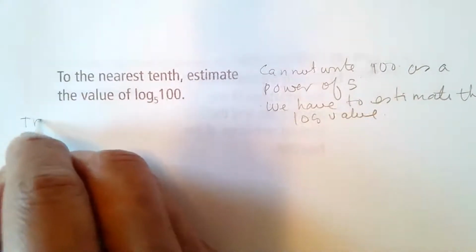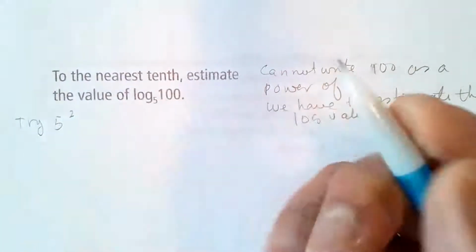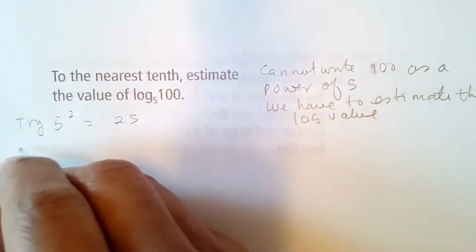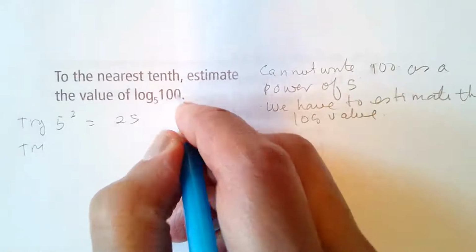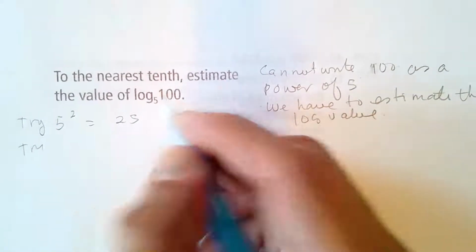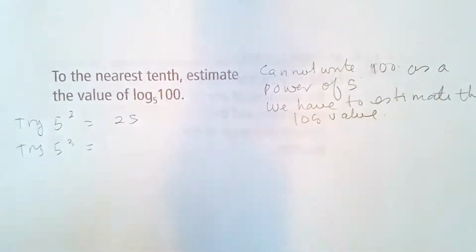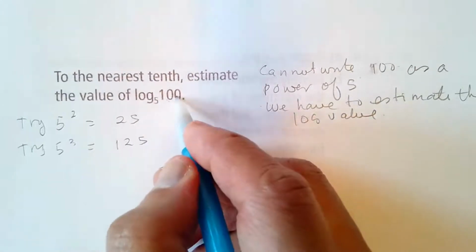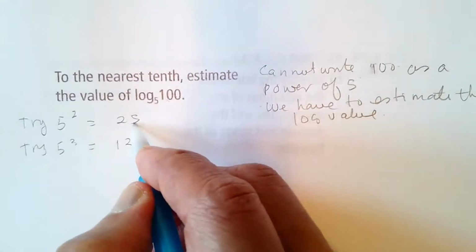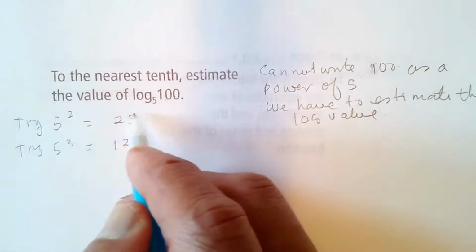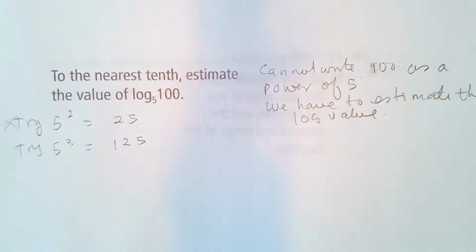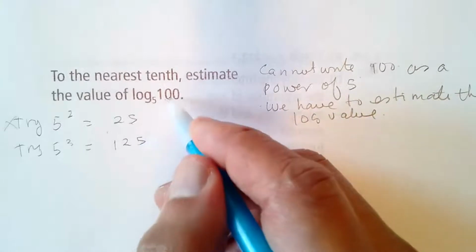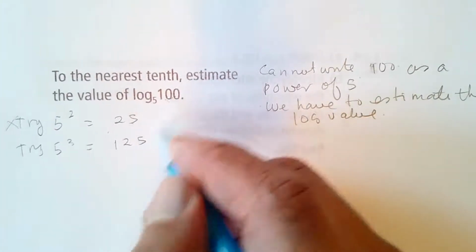So we try 5 to the power of 2. Now this is by trial and error. 5 to the power of 2 is 25. That's not close to 100, but let's try now 5 to the power of 3. And that will give us 125. Now, 100 is closer to 125 than 25. So we will not use 5 to the power of 2 because 100 is much farther away. 100 is only 25 away from 125 compared to 75 away.